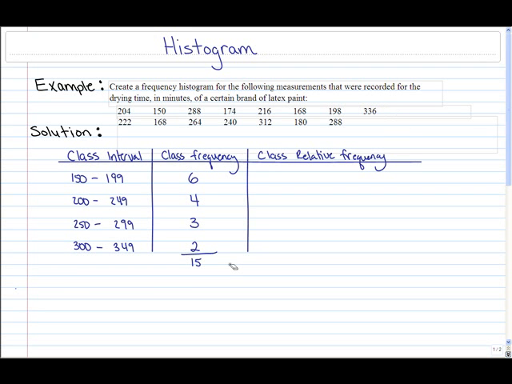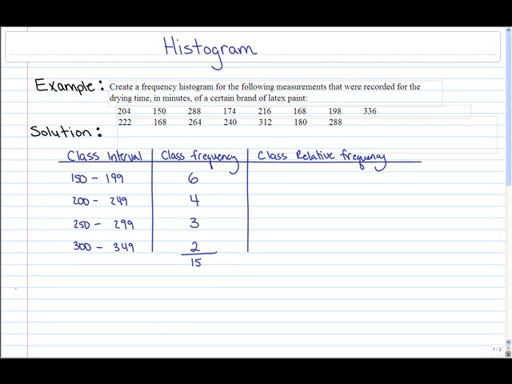Now in the last column, you see the class relative frequency. Now depending on your professor or your instructor, they may want you to create a relative frequency histogram as opposed to a class frequency histogram. Now the relative frequency histogram is just the percentage of points that fall within the certain class.